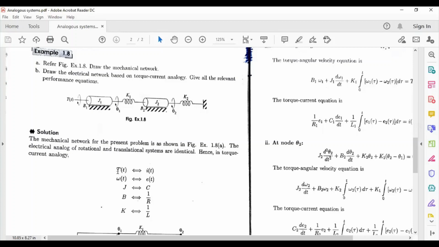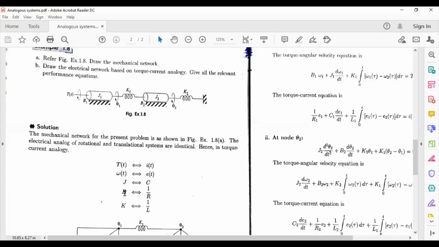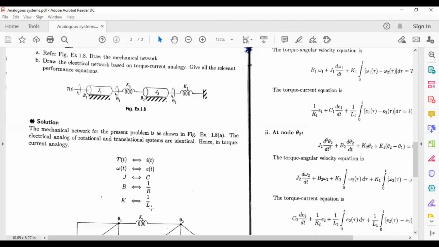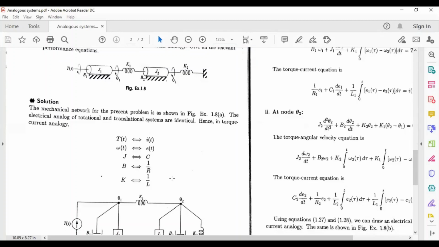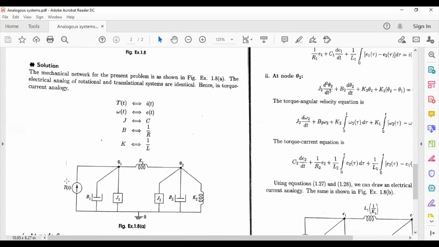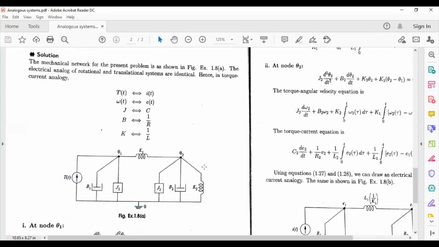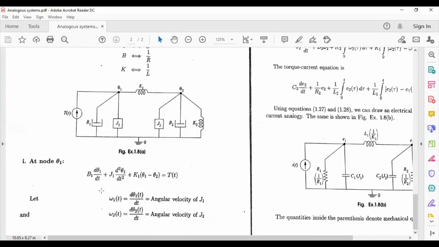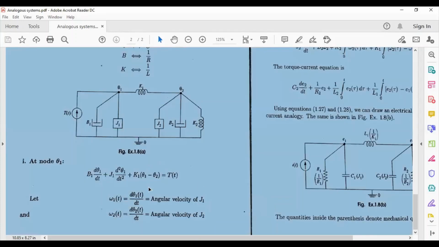So force current now becomes the torque current analogy. So M is replaced by J, and J is C here. Then B is 1 by R, K is 1 by L. You can compare directly with our previous derivation. Fine. So that's it. First write the equivalent diagram. Then write the corresponding differential equations at each node, and replace angular velocities as shown in this equation.